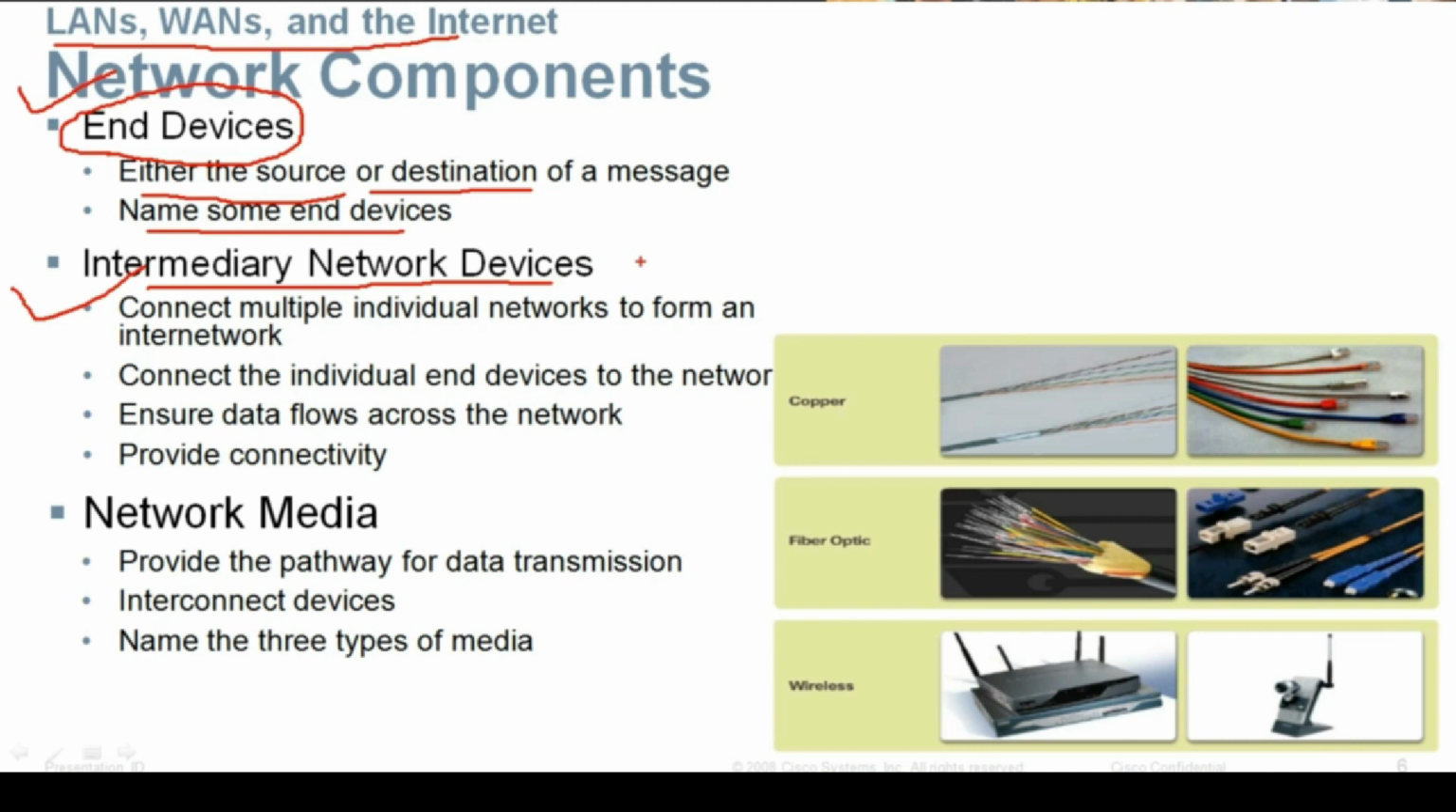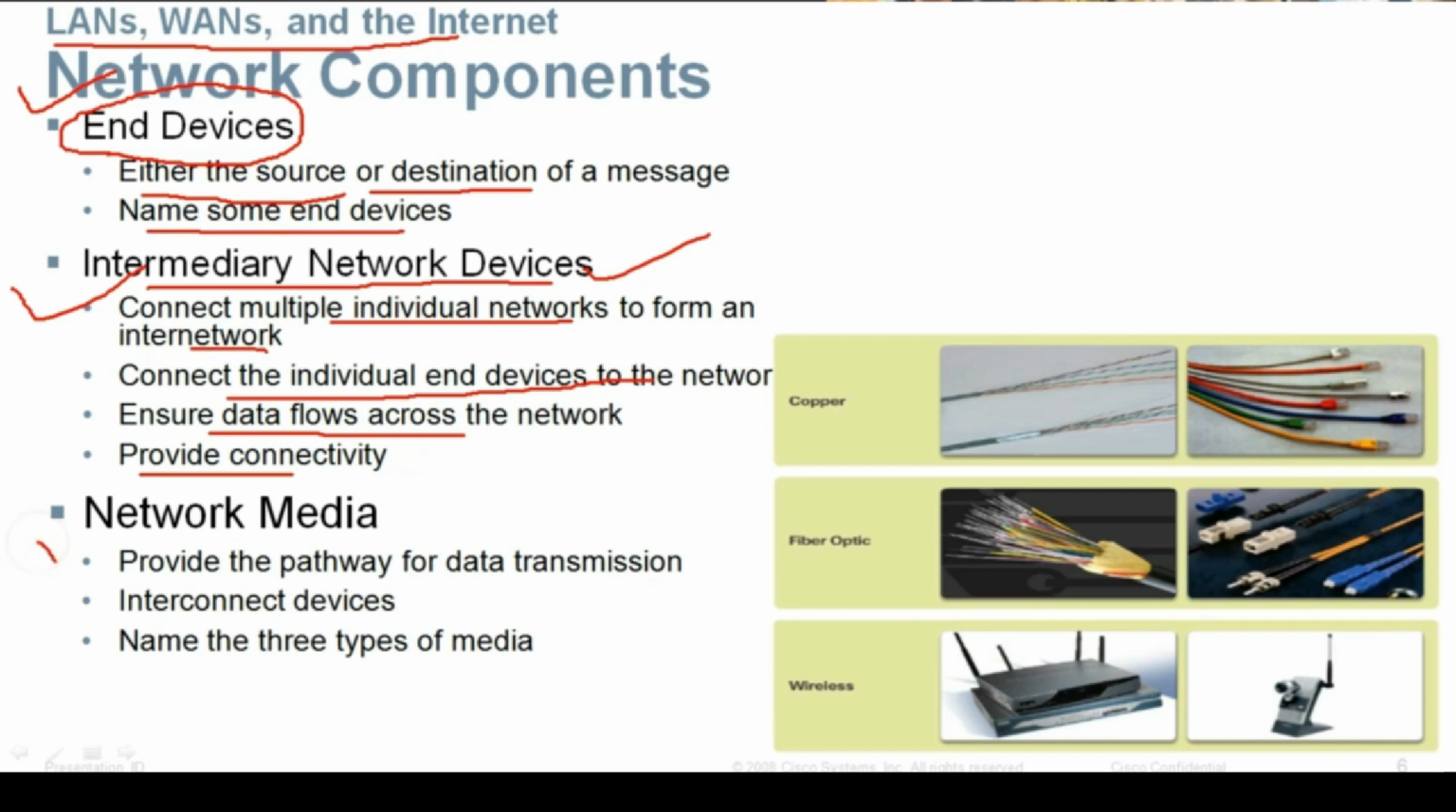After that, the next category of devices is intermediary networking devices. In this category there are three major components: you can use a switch, a hub or a router. What it does is connect multiple individual networks to form an internetwork. It connects either the various devices or the various networks. It connects the individual end devices, ensures the data flows across the network, and ultimately provides the connectivity.